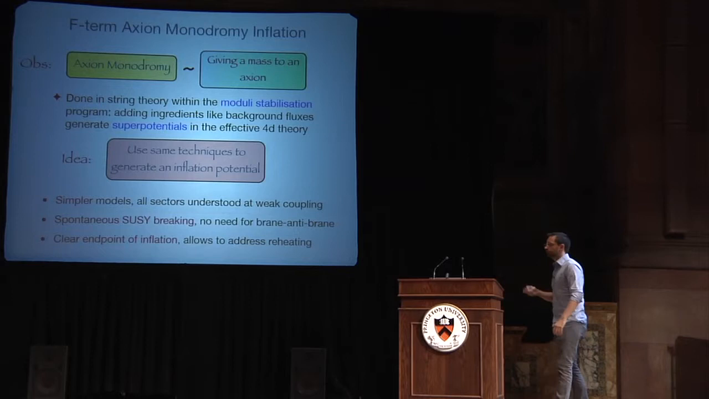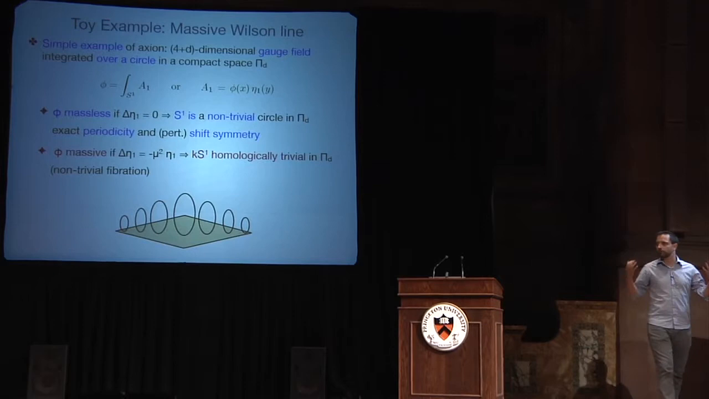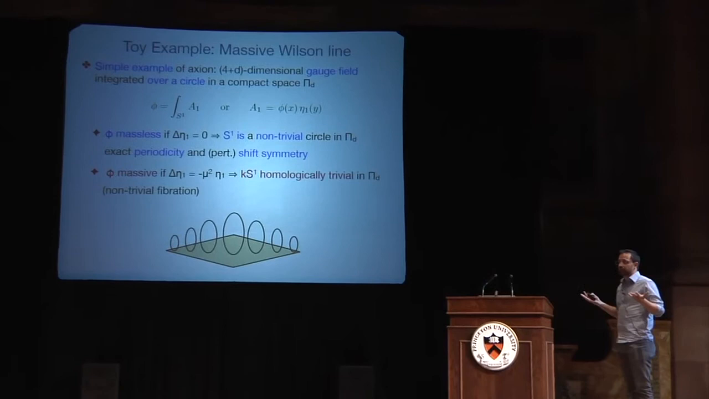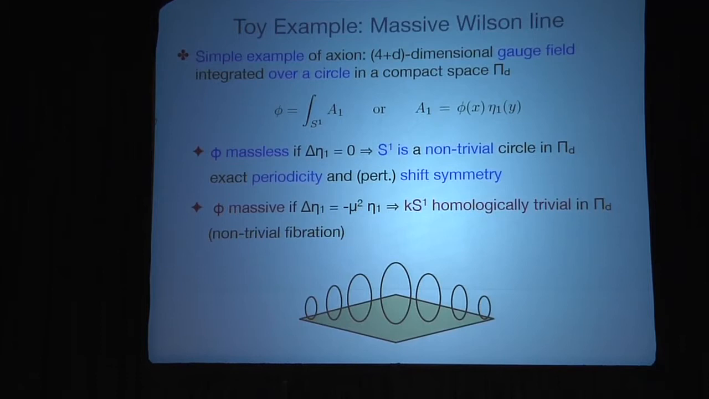For that, let me take a very, very simple example, the simplest example that we could think of for these sorts of models. And this is the simplest action that you can think of. If you think of other p-form potentials, the simplest one is a gauge boson in higher dimensions. So instead of four dimensions, take 4 plus d dimensions. And then in these extra dimensions, integrate your gauge boson over a circle. And then you will get a scalar in 4 dimensions, upon dimensional reduction.